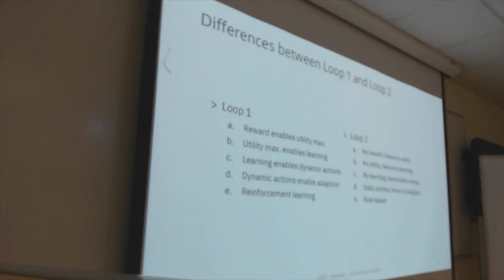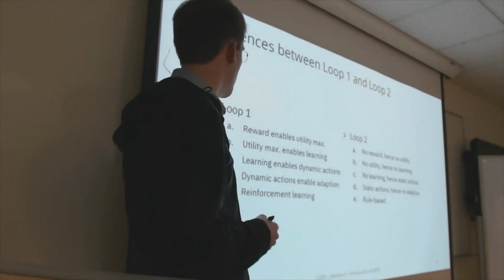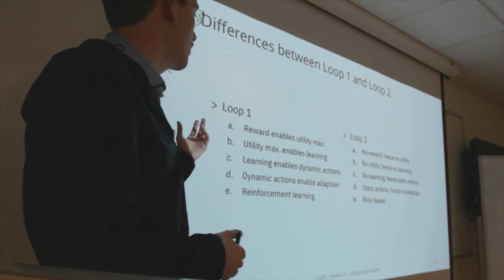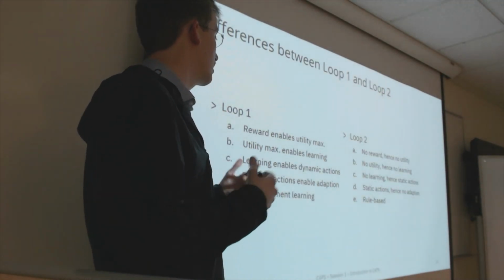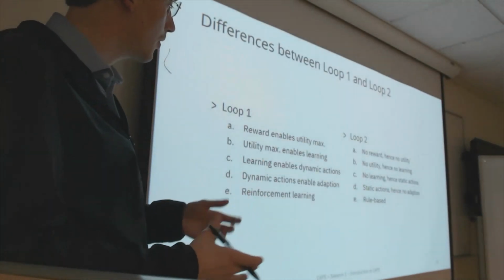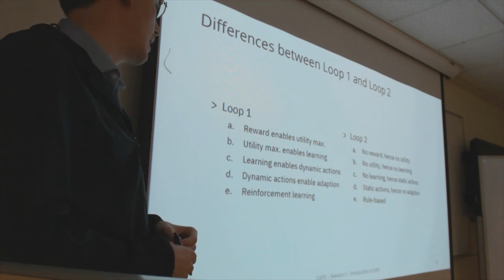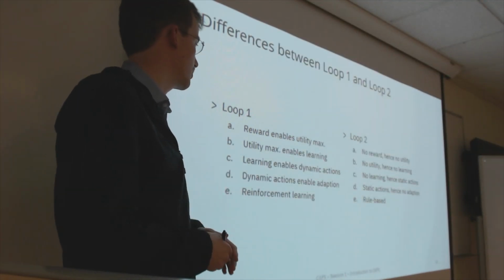Okay. Again, I just want to compare them here because that's important. For the learning-based agent and environment model, the reward enables utility maximization. The utility maximization enables learning. Learning, in turn, enables dynamic decisions. So you have adaptation. And in the case that we just saw, this would be called reinforcement learning.